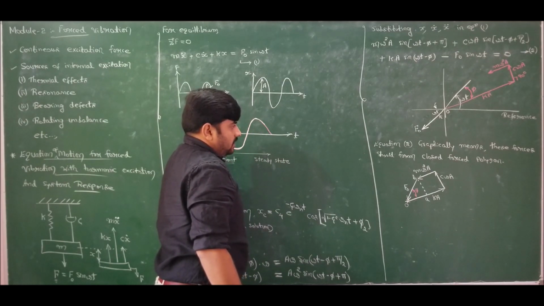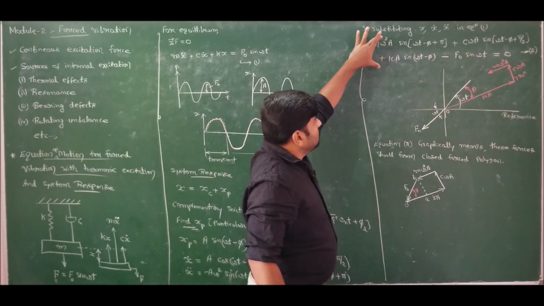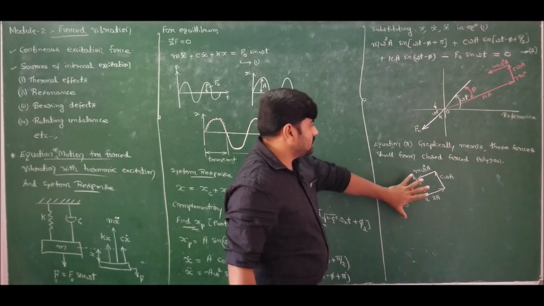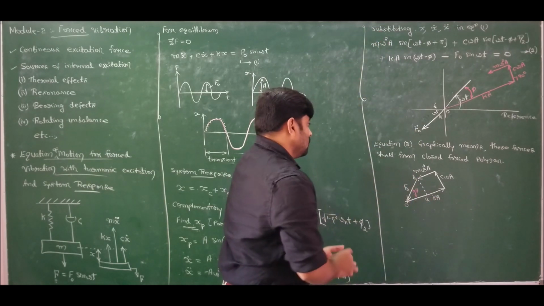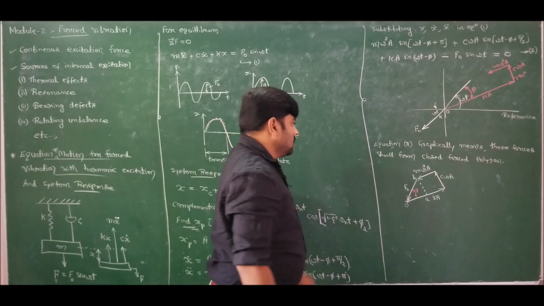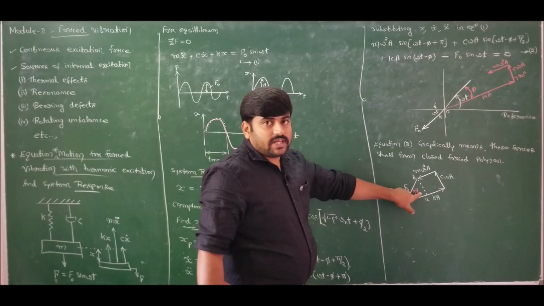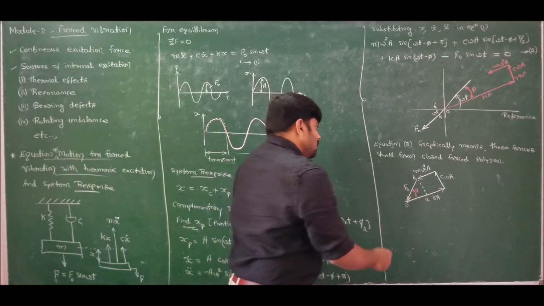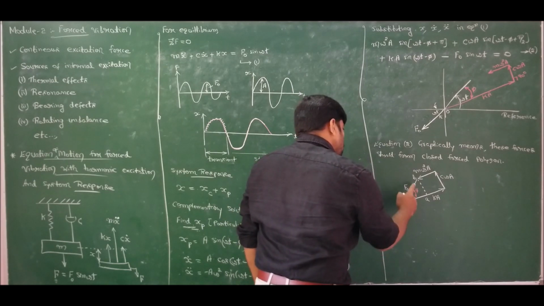So graphically I represented equation 2. Equation 2 is nothing but this diagram. Now from this diagram I can find the displacement amplitude as well as the phase angle, phase difference phi easily. Now what is F naught square from triangle OAB?